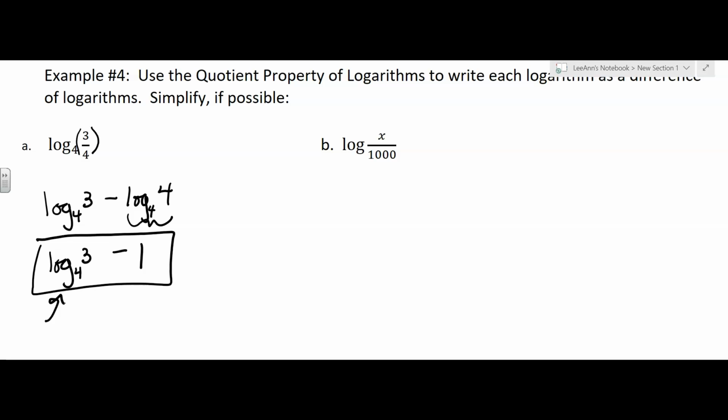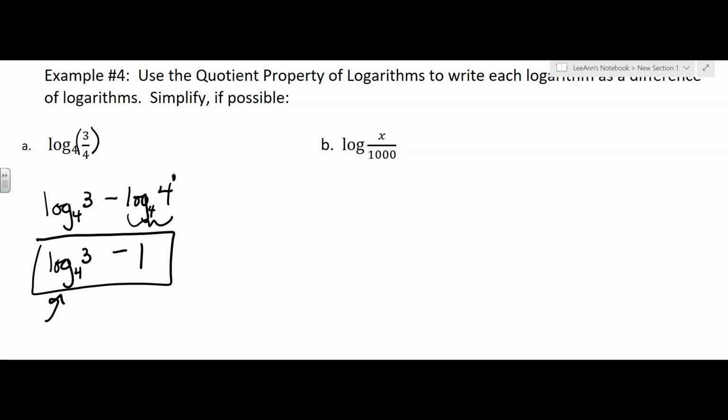Another thing I wanted to point out is, remember property 4 that I said we're going to use a lot? You could use that here if you thought of this as 4 to the first power, and then that would just equal that exponent 1. Okay, but it's the same thing as property 2.